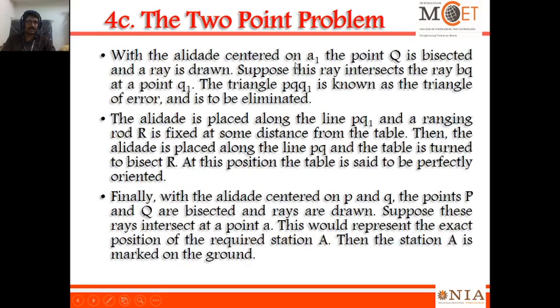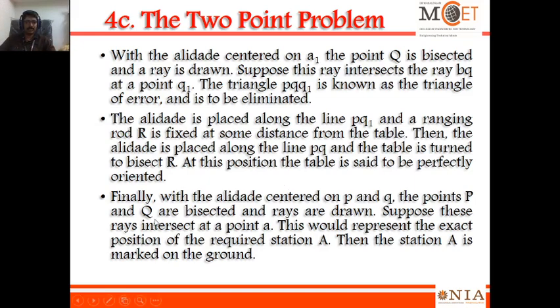With the alidade center on A1, the point Q is bisected and a ray is drawn. Suppose this ray intersects the ray BQ at the point Q1. The triangle PQ1 is the triangle of error and it has to be eliminated. For that, the alidade is placed along the line PQ1 and a ranging rod R is fixed at some distance from the table. Then the alidade is placed along the line PQ and the table is turned to bisect R. At this position, the table is perfectly oriented.